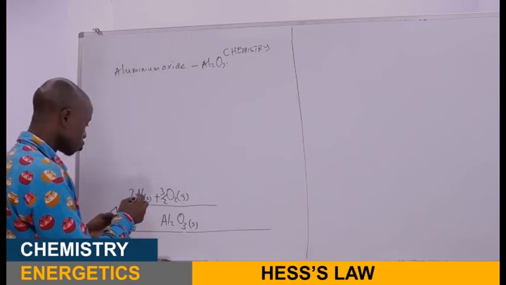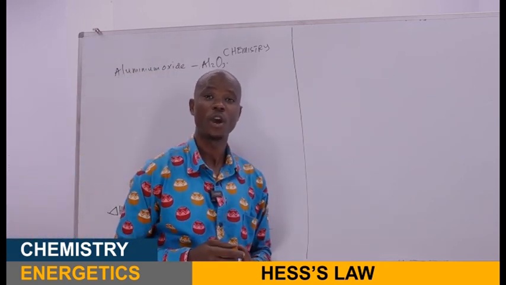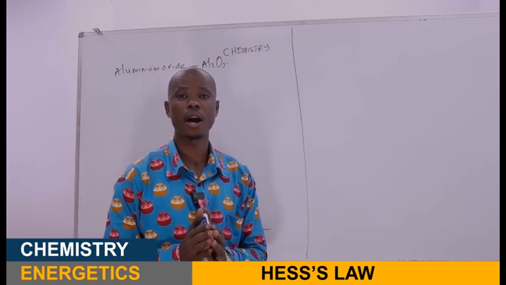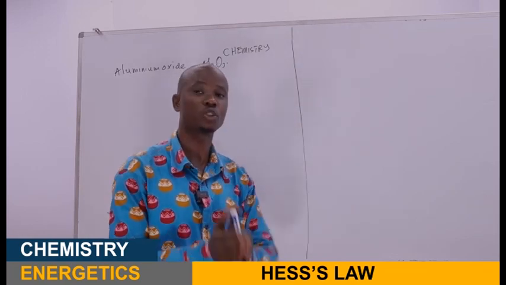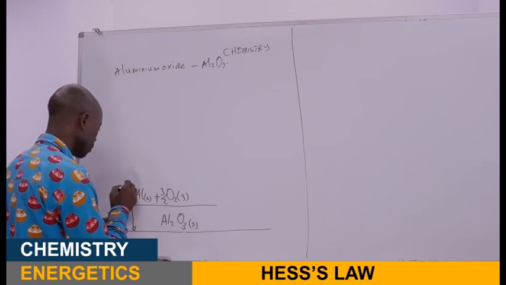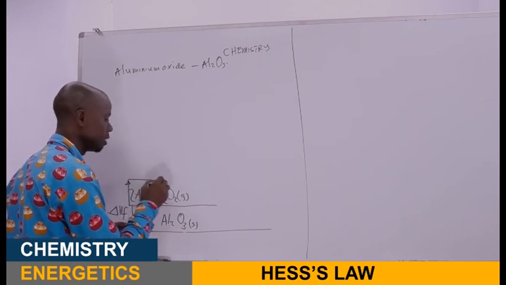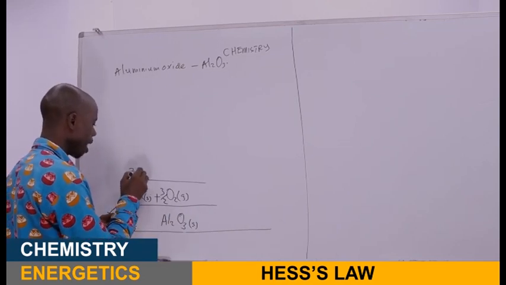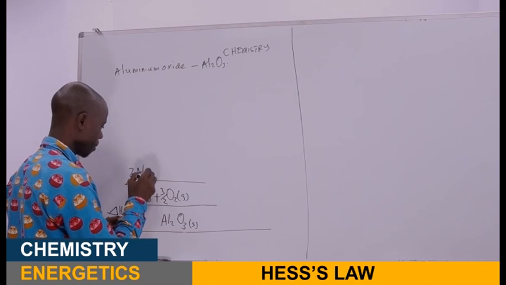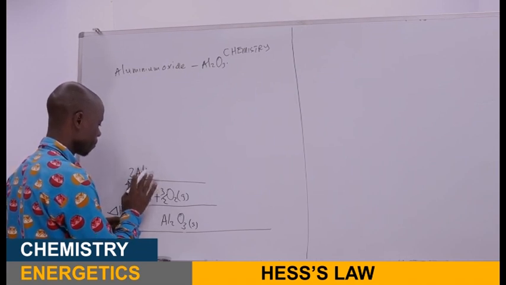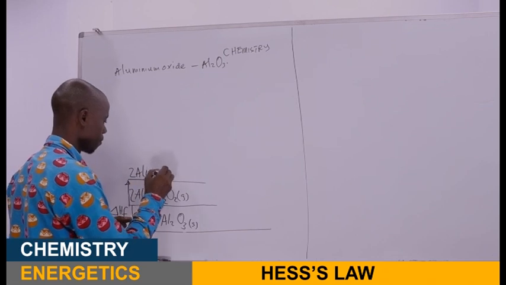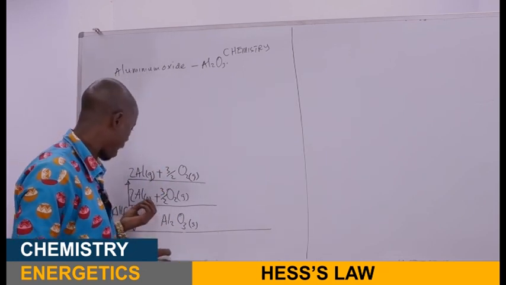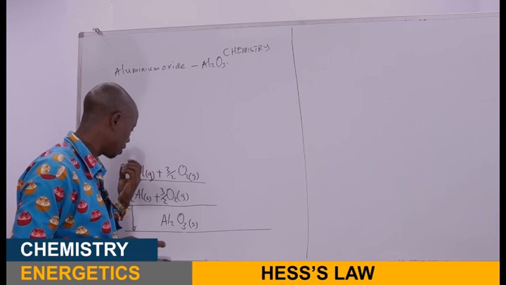Here, before we go to the ionization process, we have to convert the solid aluminum metal into gaseous form. Now, the conversion is purely an endothermic process. So for aluminum, we have 2. So that is the conversion. Aluminum solid is converted into aluminum gas.